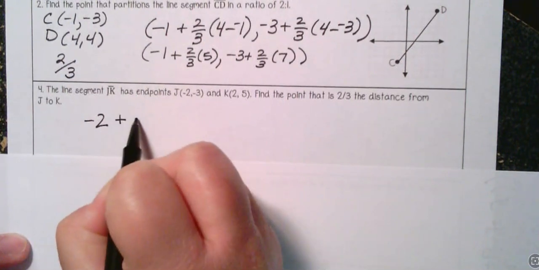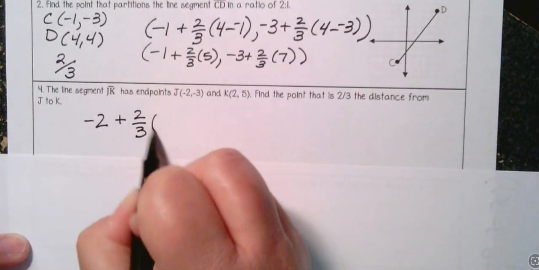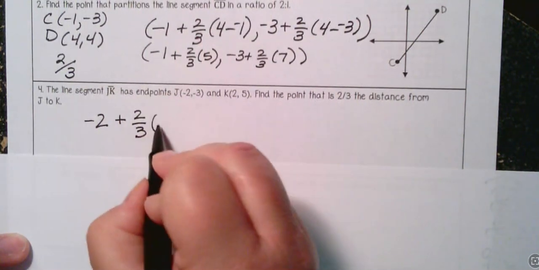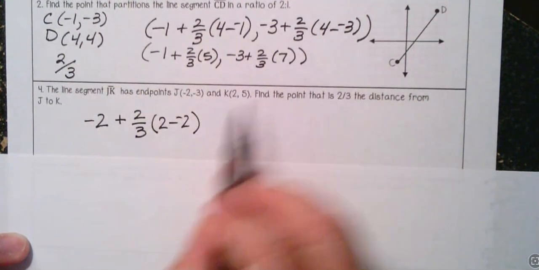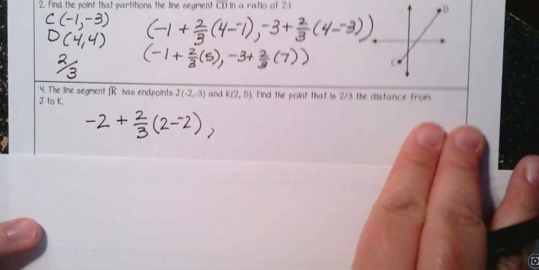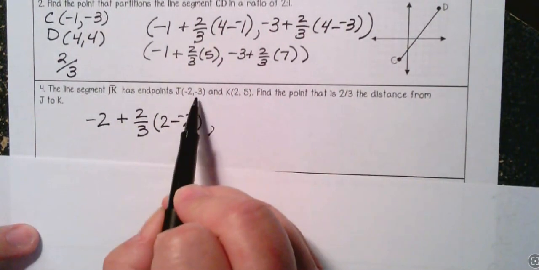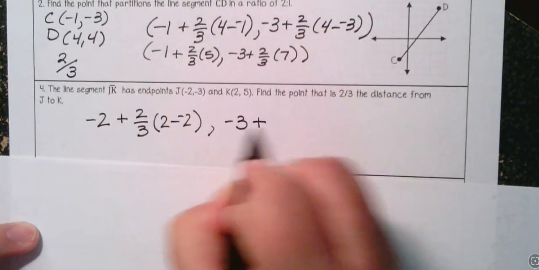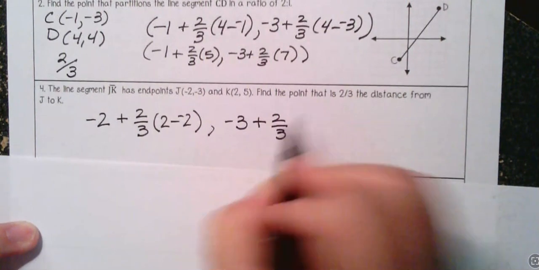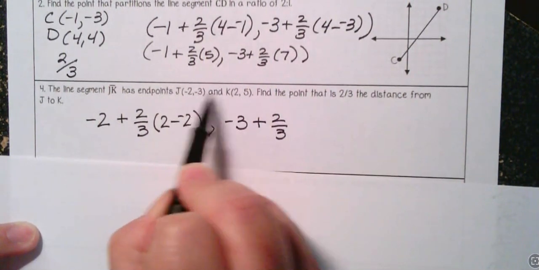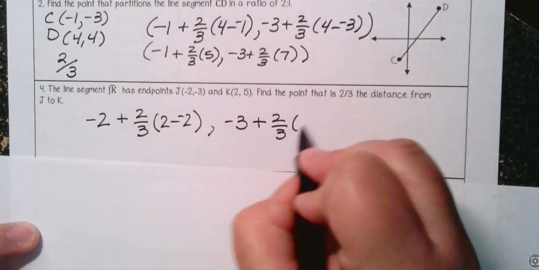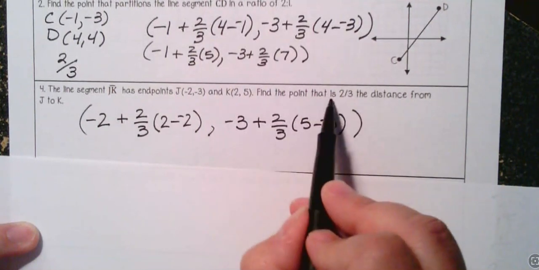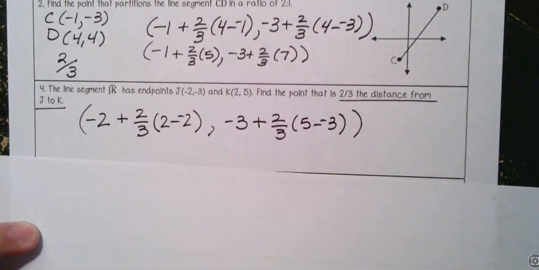and then we're going from there 2/3 of the distance. And the distance is subtract to get how far that is. So 2 minus -2. And again with the y's, I'm going 2/3 the distance from J to K. So from J, -3, I'm going to add to that 2/3 of the distance. The distance from -3 to 5 for the y's is 5 minus -3. So basically that phrase, 2/3 the distance from J to K, really tells you exactly what we're doing here.